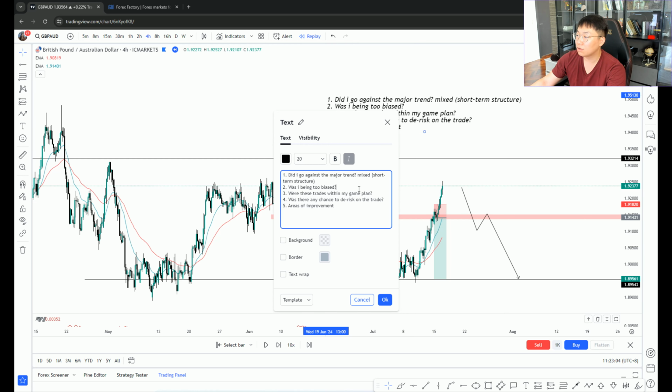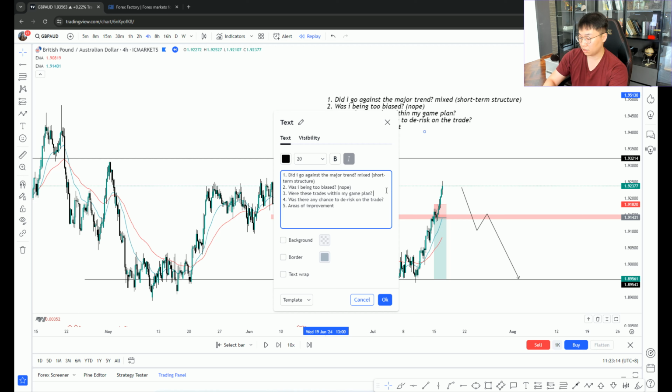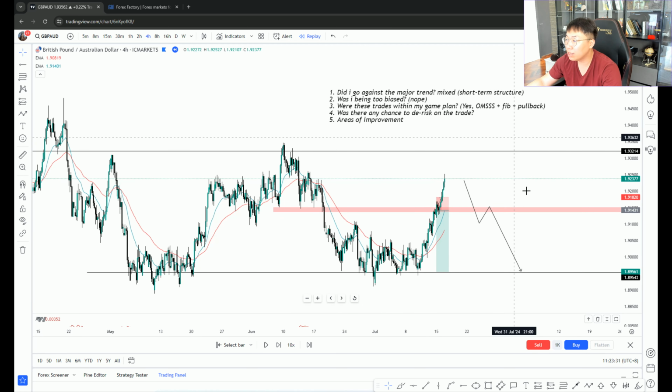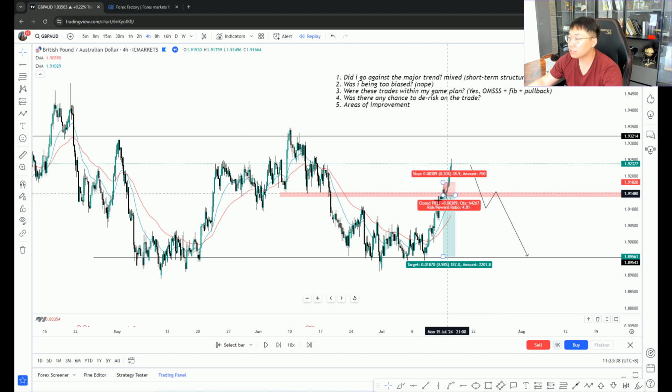So second thing, was I being too biased? Nope. Third thing, were these trades within my game plan? Of course, yes. So what's the specific pattern? It was OMSS. We talked about this, plus FIB plus pullback. So we actually stuck to the plan, which is okay. Was there any chance to de-risk on the trade? Not really as well, because again, when I took this trade, I told all of you it's more of a set and forget. I'll stick to it, especially after seeing multiple rejection, multiple exhaustions.